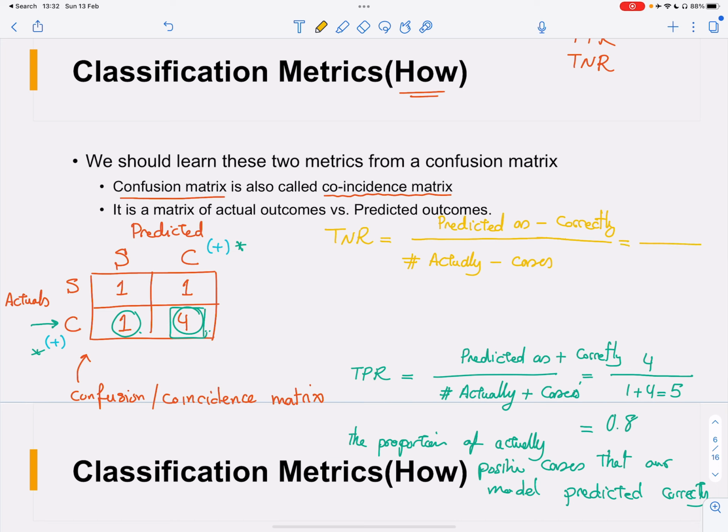And what is it? The actually negative cases is this one, so it is 1 plus 1, 2. And how many of them are actually predicted correctly? So actually negative, predicted as negative, this would be here. 0.5. So true negative rate is the rate by which our model is labeling the negative cases correctly.